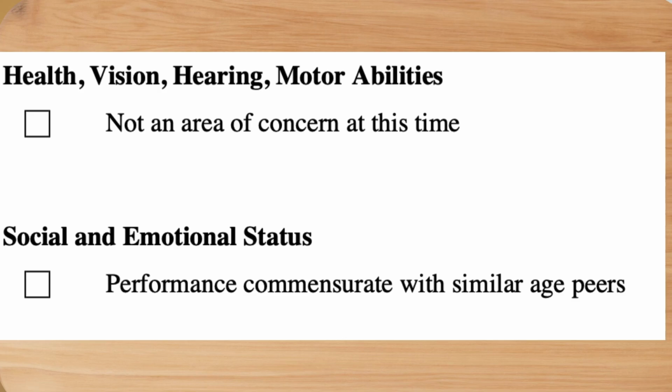Some state forms have a box that needs to be checked that says either not an area of concern or performance commensurate, which is a weird word, with same similar aged peers. What that means is all of those skills are what we expect for children at that age level. If they are skills that we do not expect at that age level, then we may need to have some services to support the child in those areas. And that's where our measurable annual goals are going to focus.